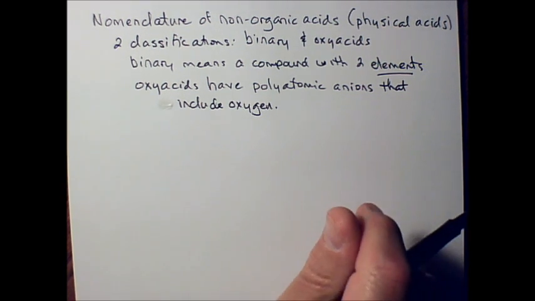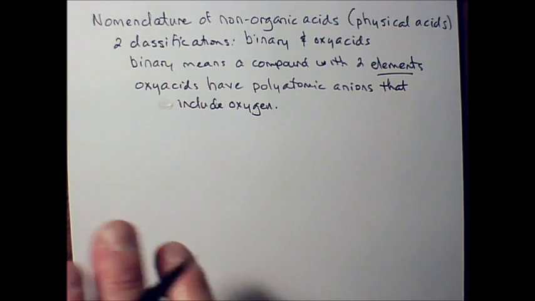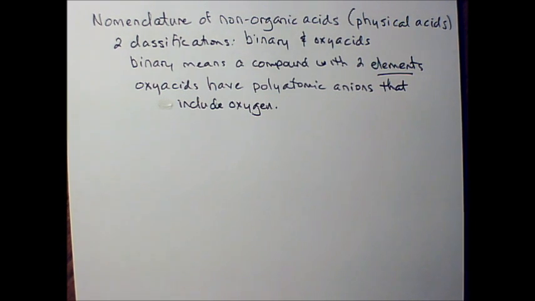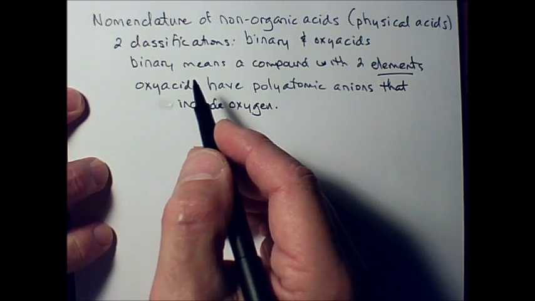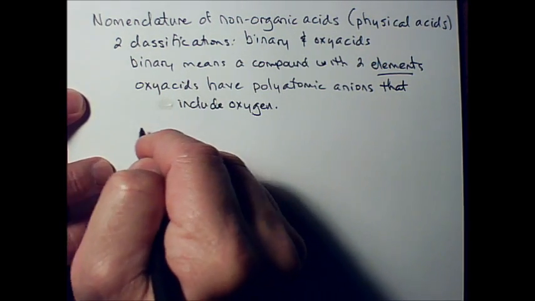All our acids in this class at this time, not for the whole semester, but for right now, will have an H, a hydrogen, in the front of the formula. All the acids we're going to deal with at this time will have an H symbol, which is for hydrogen, on the front of the formula. So we're going to start with binary acids, the really simple ones.